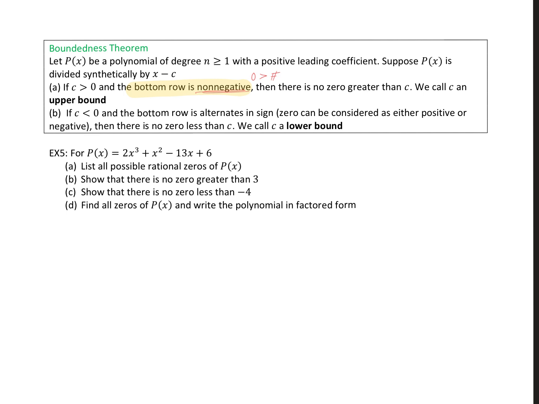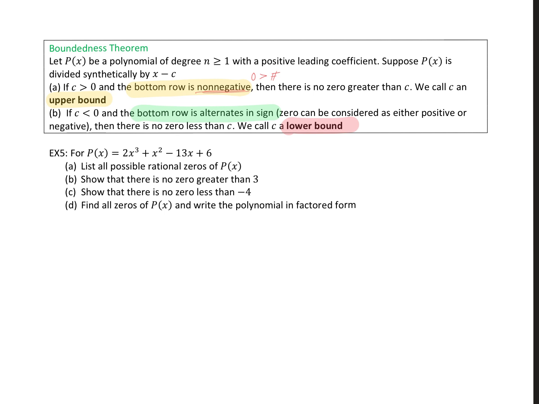So when we find that out, then there's no 0 greater than c, and we call c an upper bound. If the c value we're dividing by and the bottom row alternates in sign between positive and negative, where 0 can be considered as either positive or negative, then there is no 0 less than c. And we would call c a lower bound.